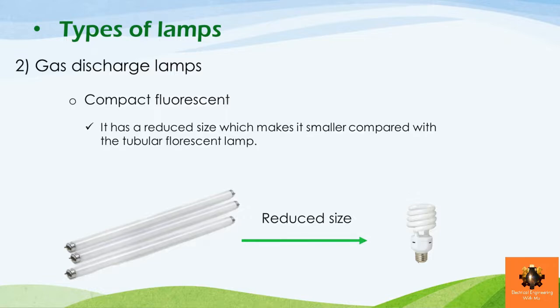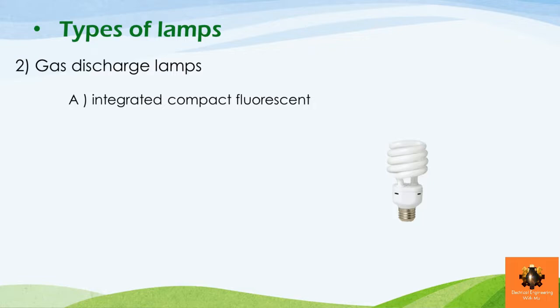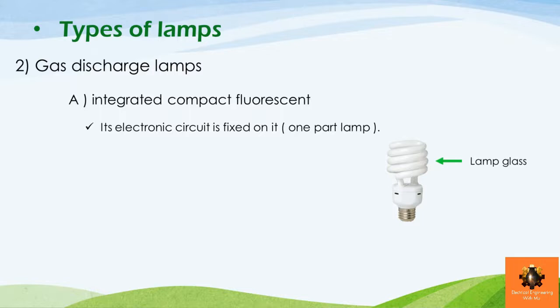Very good. But this compact fluorescent lamp has 2 types under it. The first one is called the integrated compact fluorescent, and in that type the glass of the lamp and the electronic circuit are integrated in one package, so we cannot split the lamp glass from its electronic circuit, as both of them represent one part. Also this integrated compact fluorescent lamp is the most popular one, because the lamp parts are integrated in one fixed package.